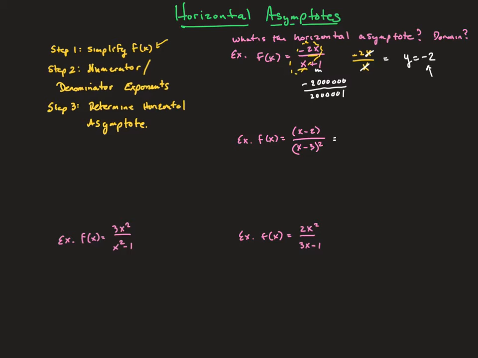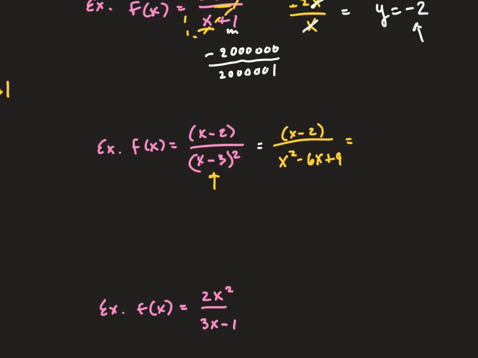Let's see here, looking at this example, I have x minus 2 over, I'm going to have to multiply that out, and that would multiply out to x squared minus 6x plus 9. And again, I am only worried about the first two terms, okay? My first terms here. So if I pull that out, I have x over x squared. And if I were to simplify that, that would end up becoming 1 over x.